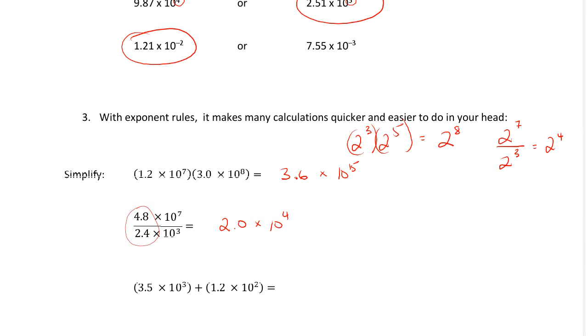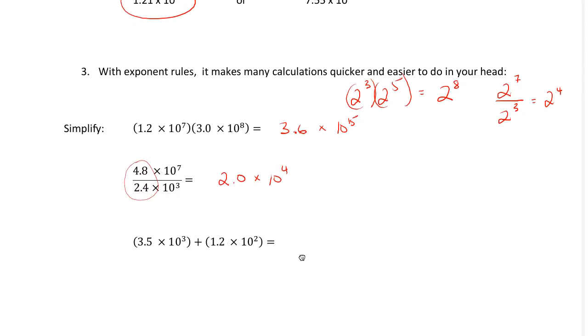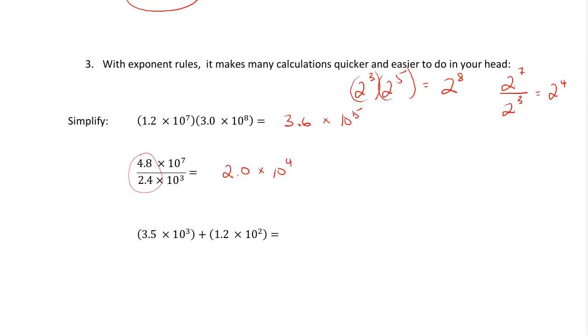When I add or subtract, it's a little bit more complicated because I need to have the same powers of 10. So here I have different powers of 10. Let's just think about this in decimal notation first so we understand what's going on. This is 3,500 and this is 120. So my answer should be 3,620, or in scientific notation, 3.62 times 10 to the 3. That's the answer I should get.